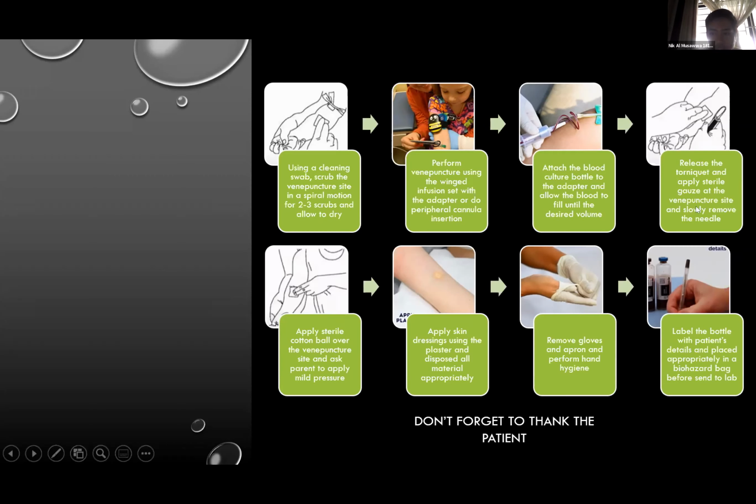And then release the tourniquet and apply sterile gauze at the venipuncture site and slowly remove the needle. Then apply a cotton ball at the venipuncture site and ask the parent to apply mild pressure. Then we apply skin dressings.